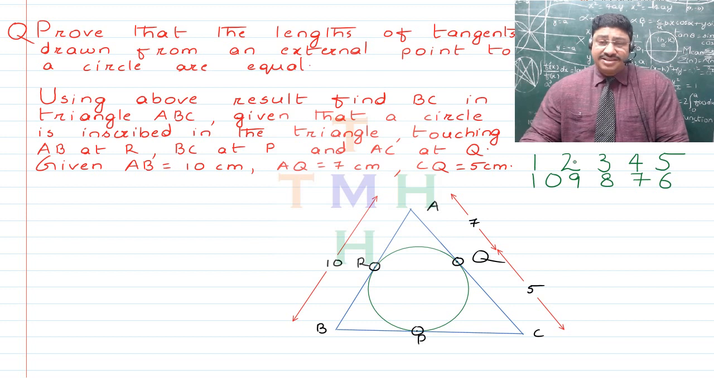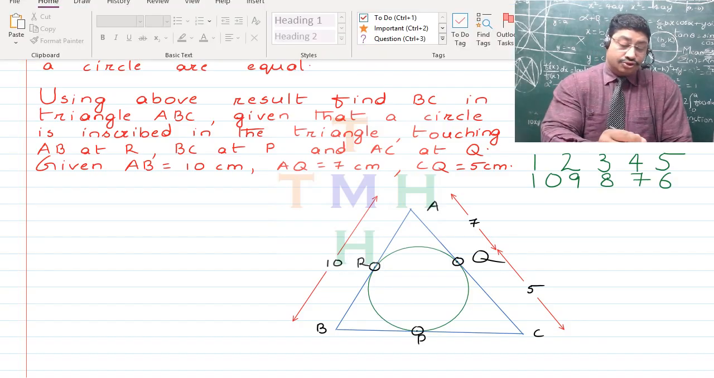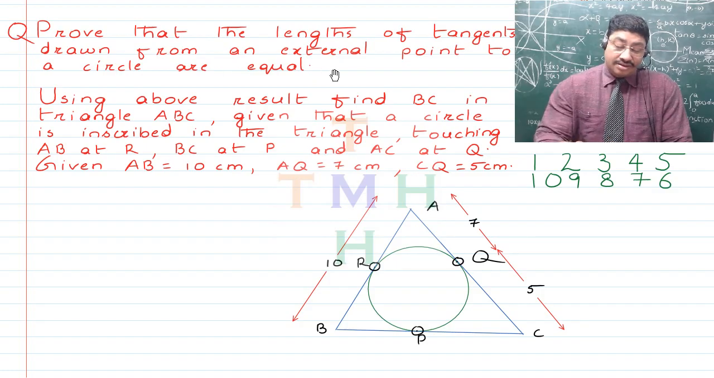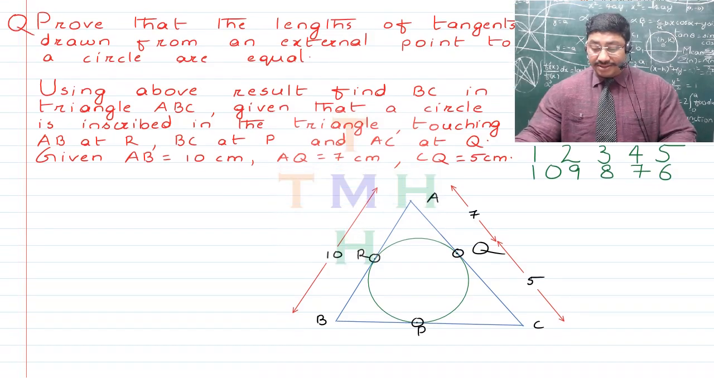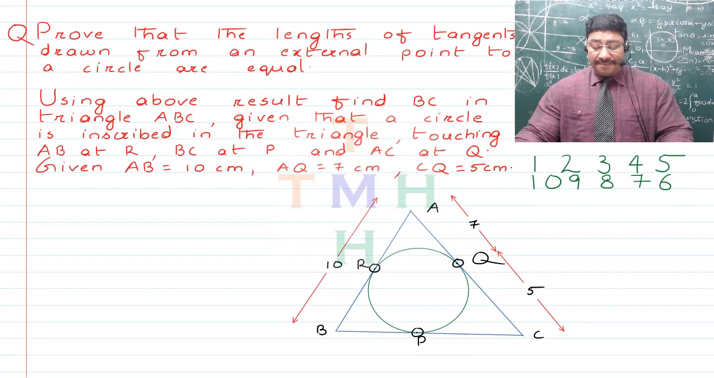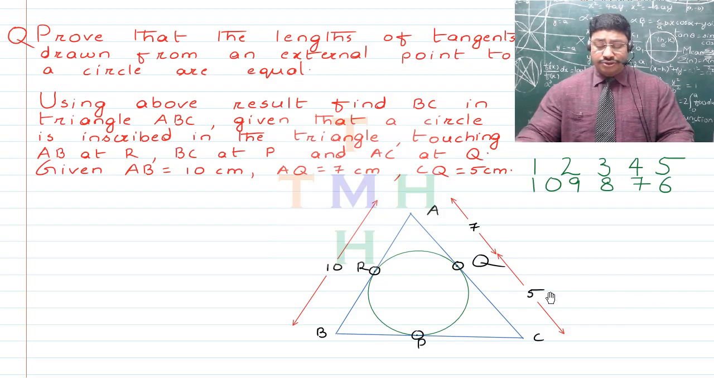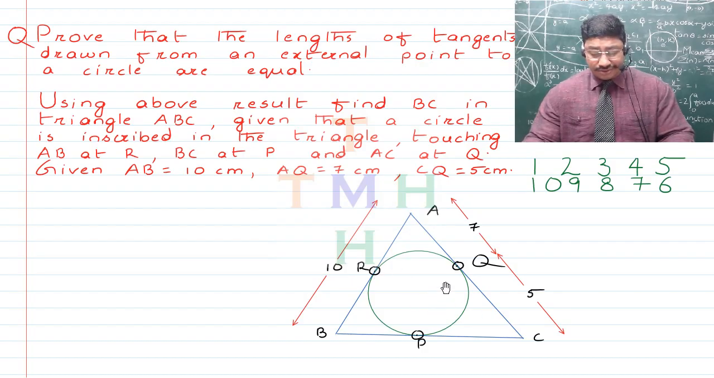Now let us discuss the proof of this theorem. The theorem which has been given to you is: prove that the lengths of the tangents drawn from an external point to a circle are equal. So in order to do that, we actually need to make a circle, and that circle should have two sides of a triangle such that they are touching the circle.